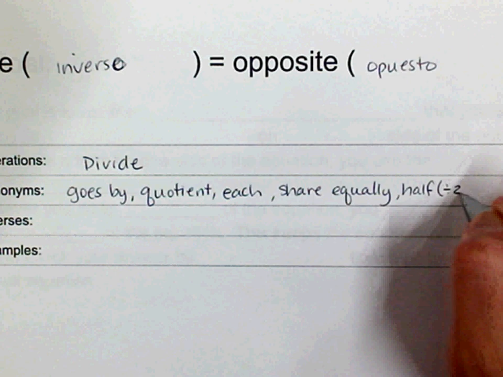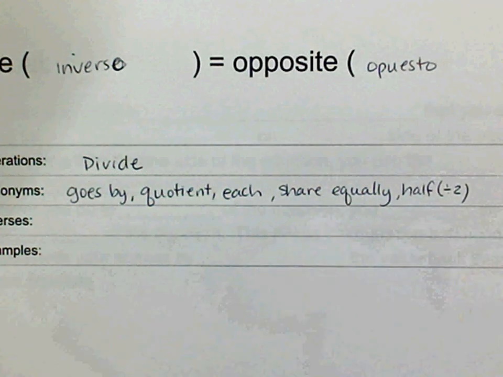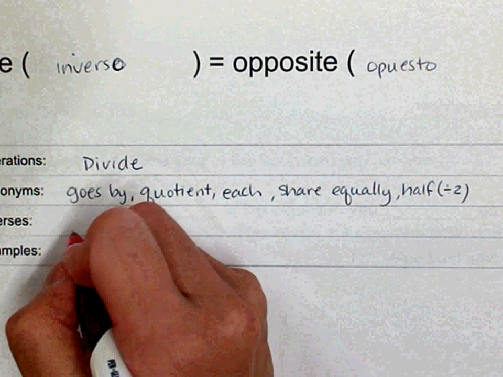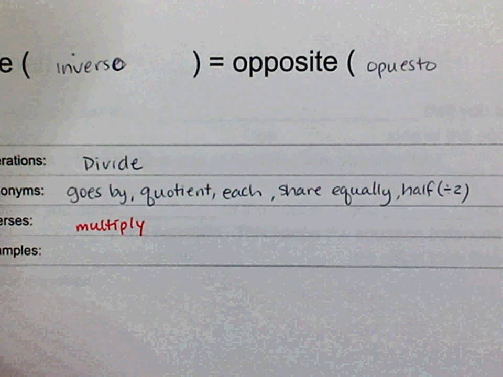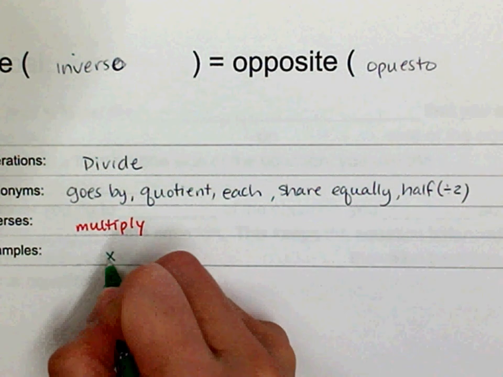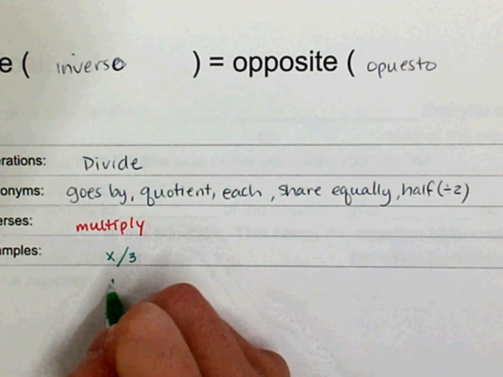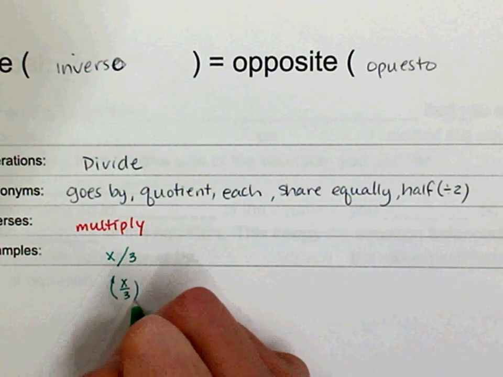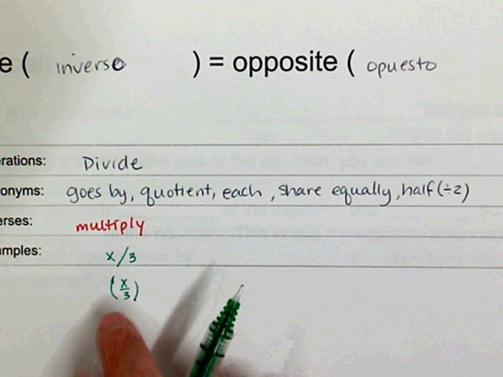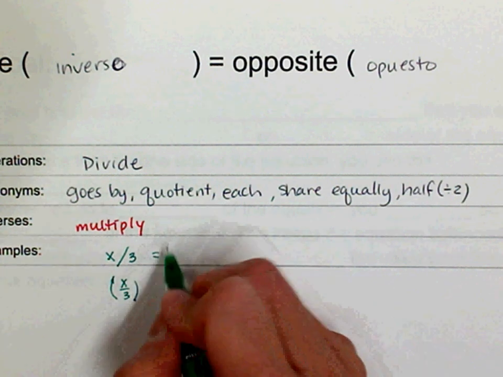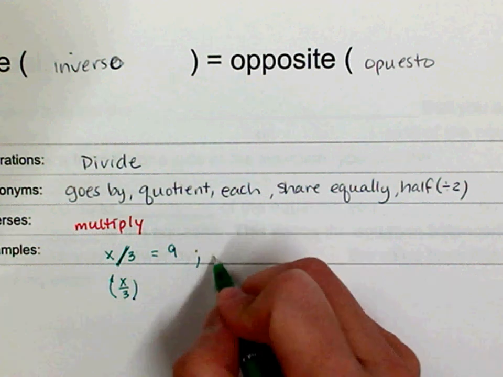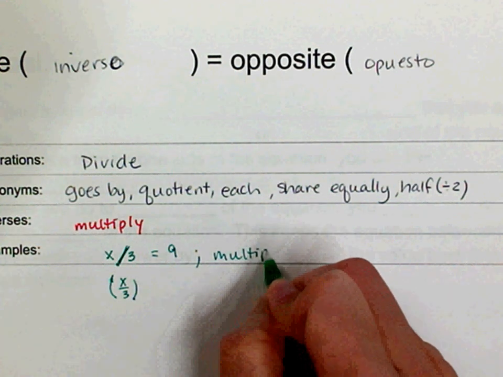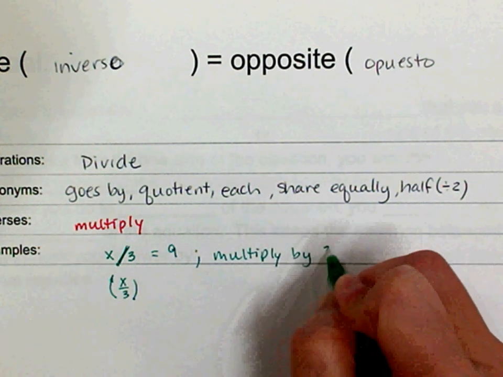Okay? An inverse of divide is multiply. So for example, if you have a problem like x divided by 3, you can actually write x divided by 3, but it's harder to type that on a computer, equals 9. So what would you do here? See how it's divided by 3? So you would multiply by 3. Okay?